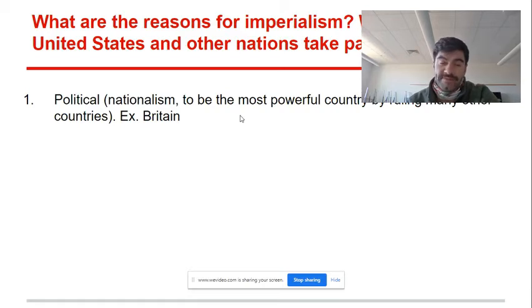So we see Britain, for instance. It comes into control of colonies all throughout the world because it has a strong sense of pride in itself as a country. It feels that its culture is the best. Its way of doing things is the best. Its government is the best. Its language is the best. Other traditional cultural practices done within the country of Britain are the best. Right? So Britain is very prideful. It feels it should be the most powerful country in the world.